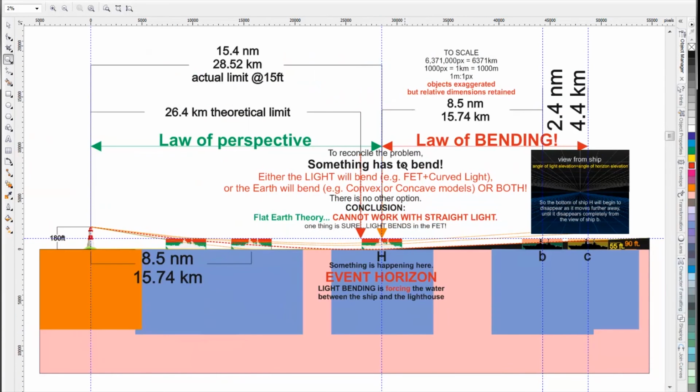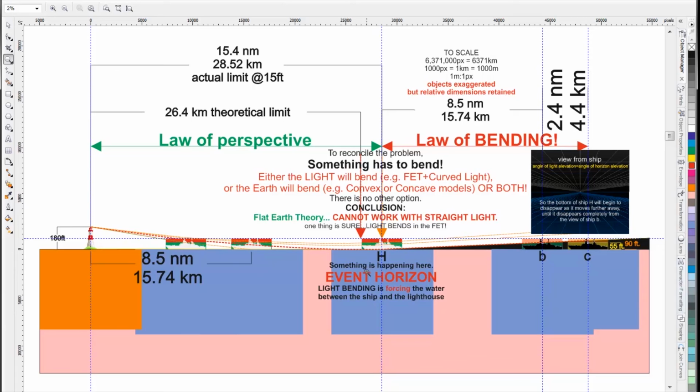To reconcile the problem, something has to bend. It's either going to be the light that will bend, like this, for example, flat earth theory and curved light, or it will be the earth that will bend, for example, convex, as we all know it from school, or concave models, or light and the earth. Both the light and the earth have to bend, for example, the concave model. There is no other option.